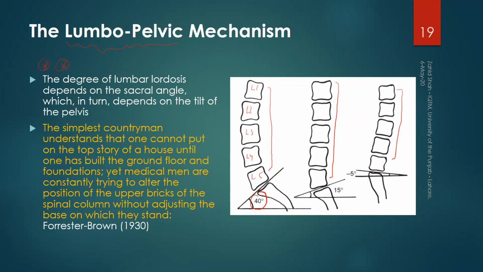The simplest country may understand that one cannot put on the top story of a house until one has built the ground floor and foundations. Yet medical men are constantly trying to alter the position of the upper bricks of the spinal column without adjusting the base on which it stands. So, a very important point: without considering the angle of the sacrum, which depends upon the pelvis, we can't make a suitable support for the lumbar vertebra. So these must be considered in combination.